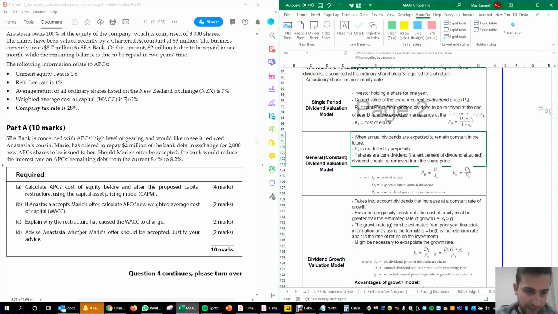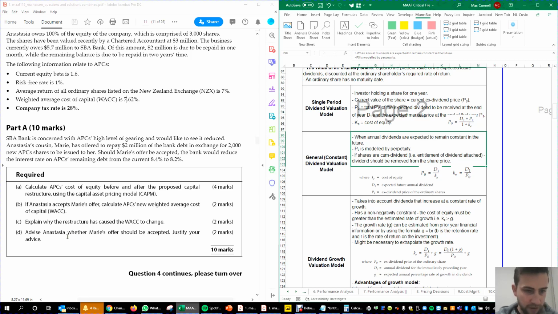So a third point as to why the offer should be accepted. Now keep in mind you probably only need 2 to justify the 2 marks. It's that, well, Marie's going to pay down $2 million of debt, and the new shares should cover that. So potentially another reason is just getting that debt level down.